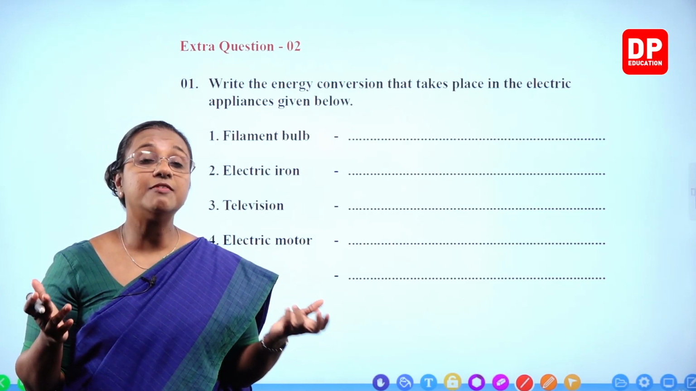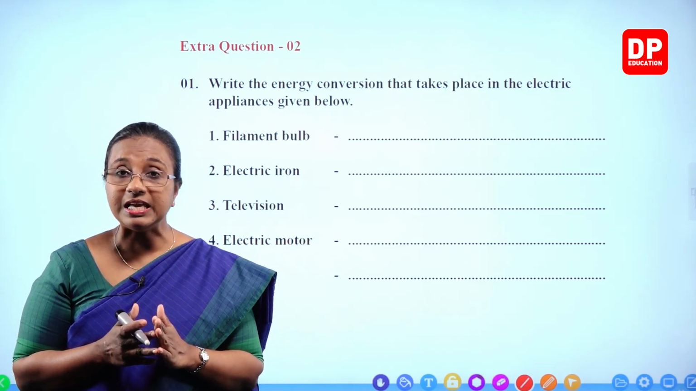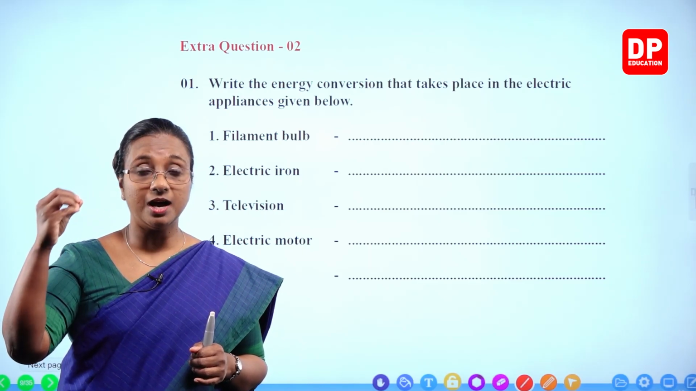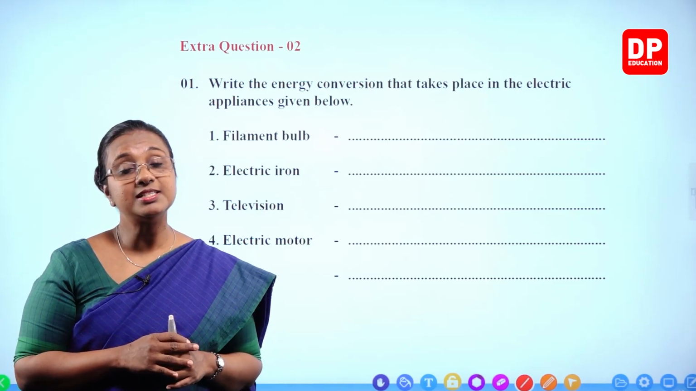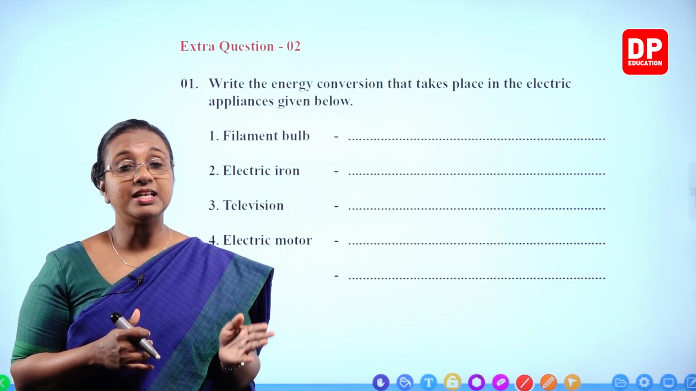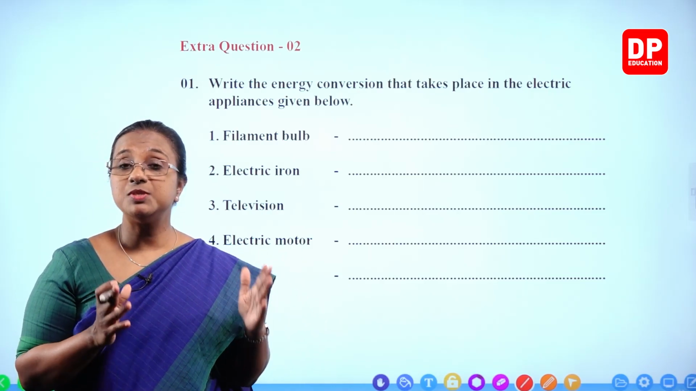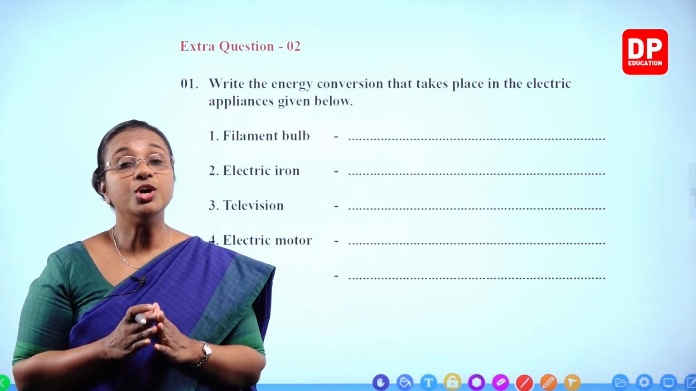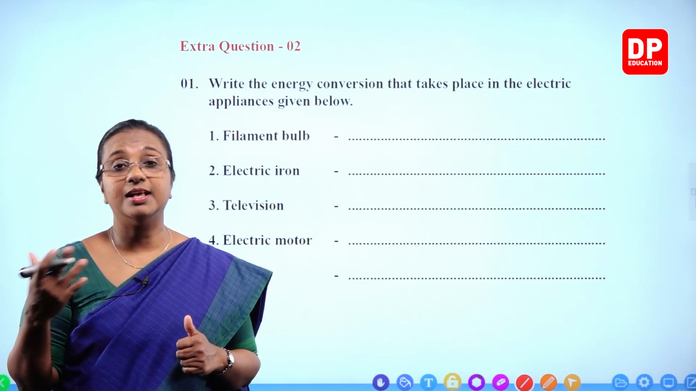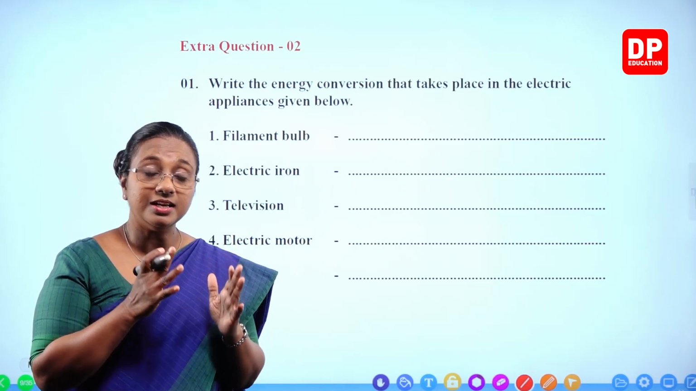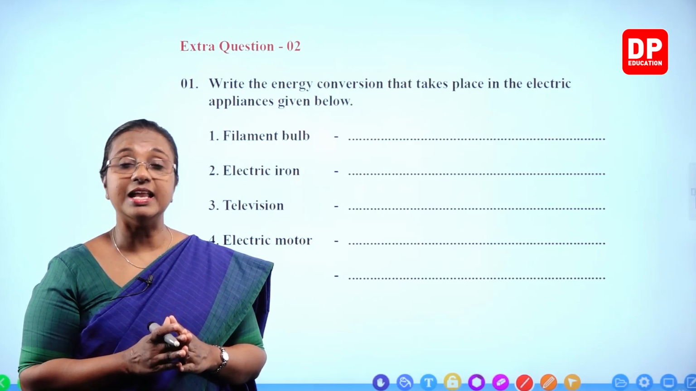But let's say if you take a filament bulb, there what happens? Initially, electricity is converted to heat. Due to the heat, the filament becomes hot and it starts glowing. So, because of that, thereafter it is light energy. So, electric energy, heat energy and then light energy. Same goes for fluorescent bulbs. In fluorescent bulbs, you can remember electricity is converted to UV energy first, UV radiation. And thereafter only you get the light energy. So, there is a first step, there is one energy conversion and then you get the final energy conversion.